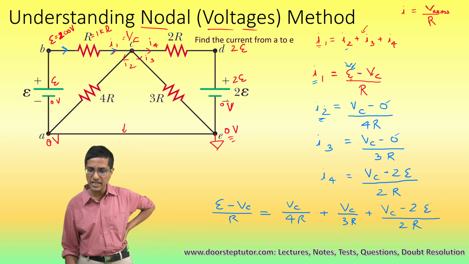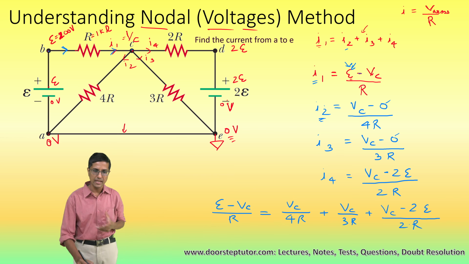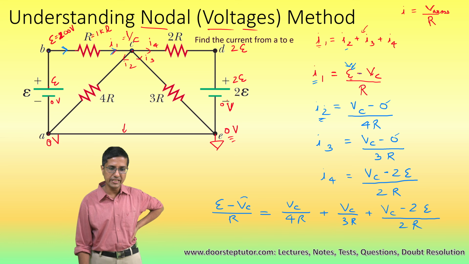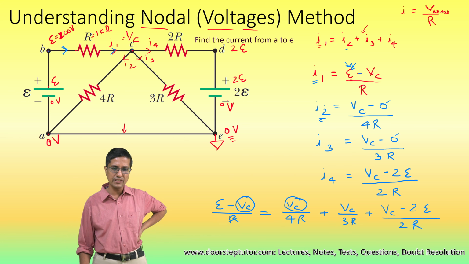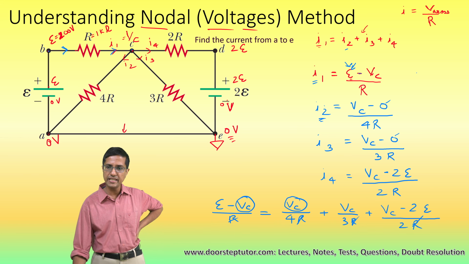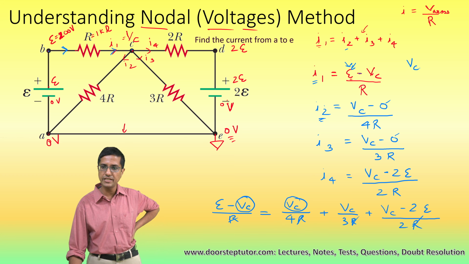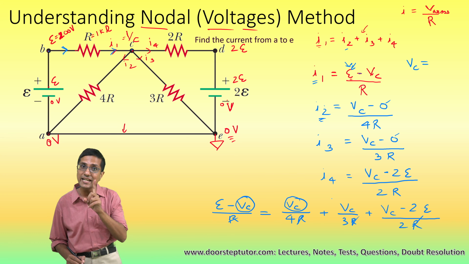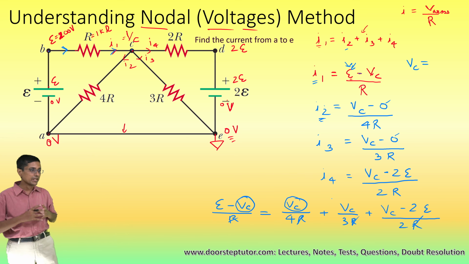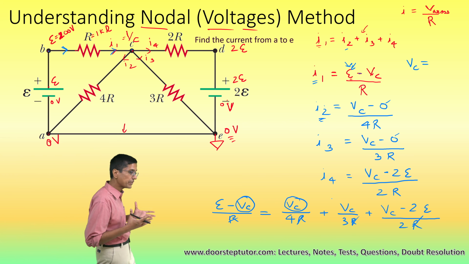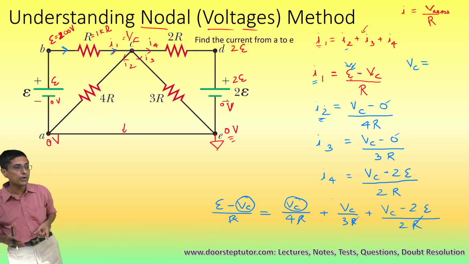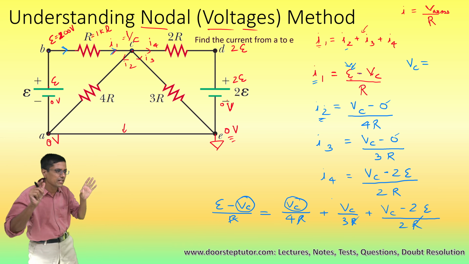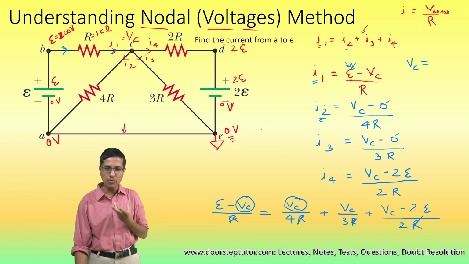So here epsilon and R are all known. Only the unknown here is actually Vc. That is the only voltage that we were not able to determine, and that's the only unknown. In fact, the Rs would all just cancel out. So now we can find Vc in terms of epsilon. If you solve this equation, it is a single equation in a single variable. Whereas Kirchhoff's laws would have given us 4 equations in 4 unknowns for the 4 currents, using the nodal method, we only have a single equation that we need to solve. So much simpler.